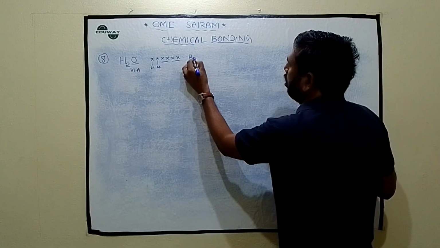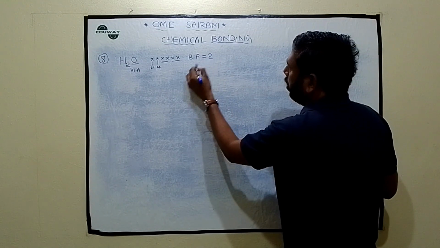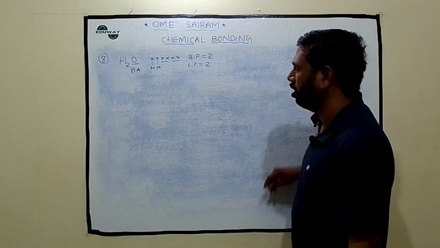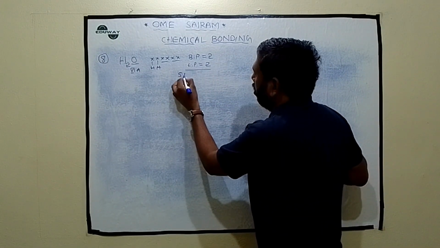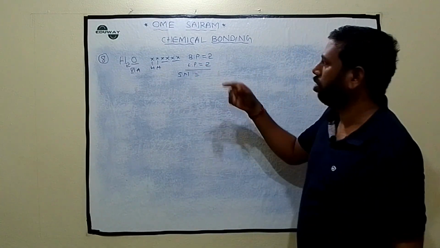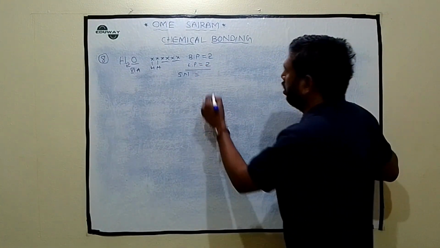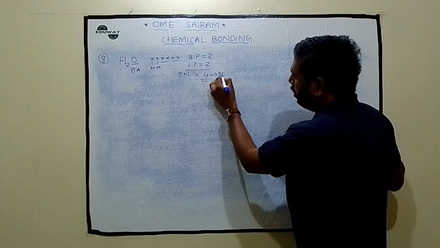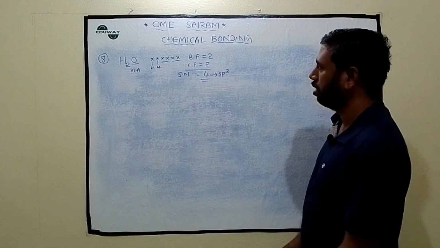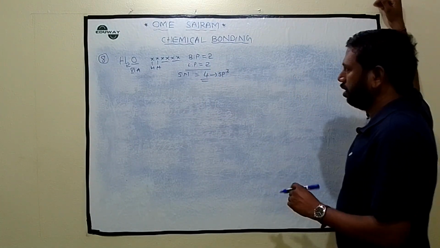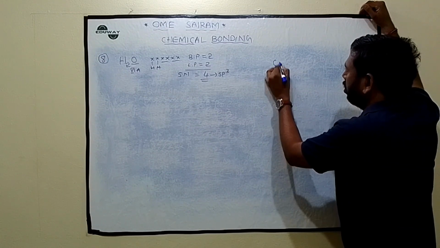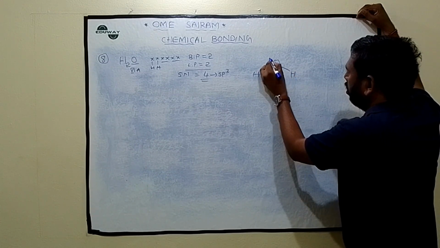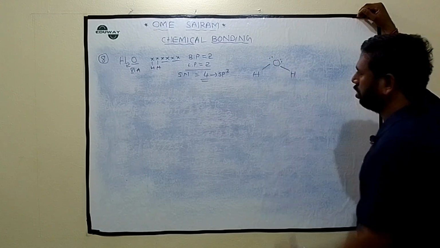Now bond pairs. How many bond pairs? 2 bond pairs and 2 lone pairs. So steric number means the total number of bond pairs and lone pairs. 2 plus 2, 4. If the steric number is 4, the hybridization should be sp3. And when we observe the structure, the central atom is oxygen, forming 2 bonds with 2 hydrogen atoms, and the central atom has 2 lone pairs.